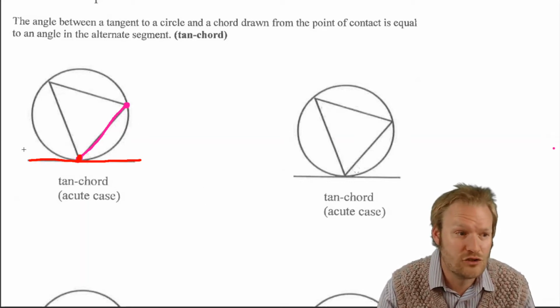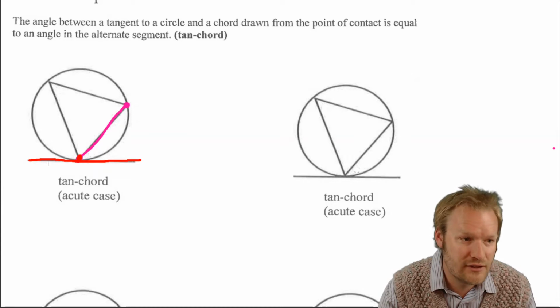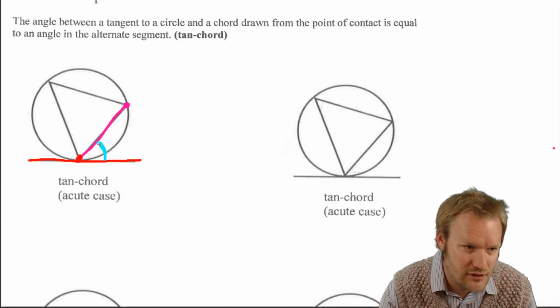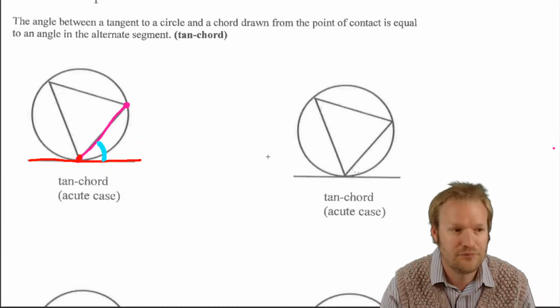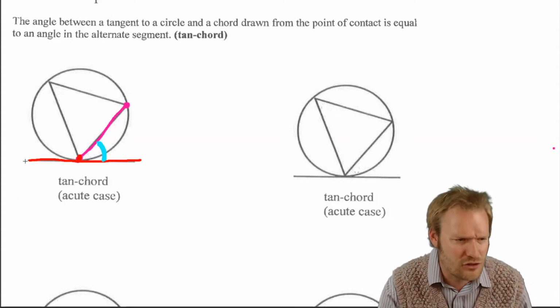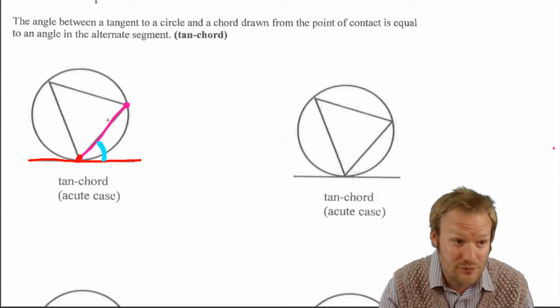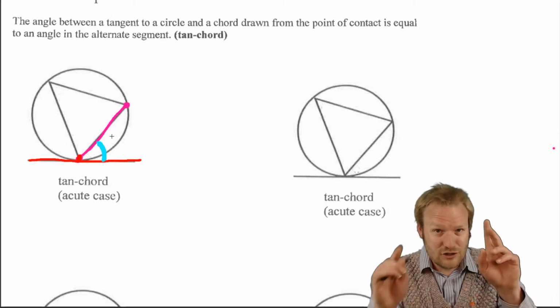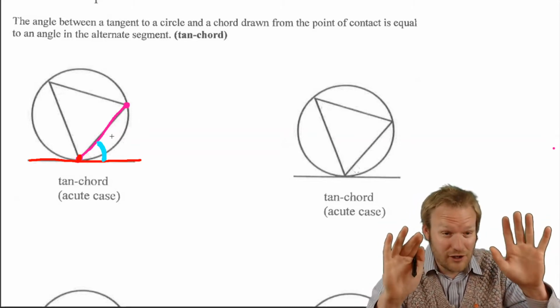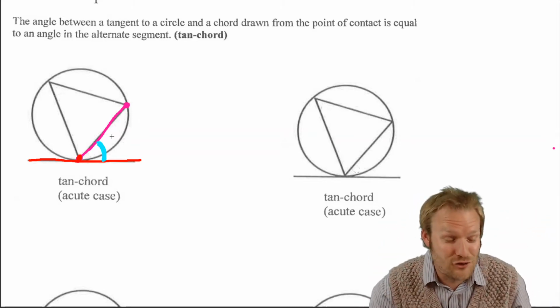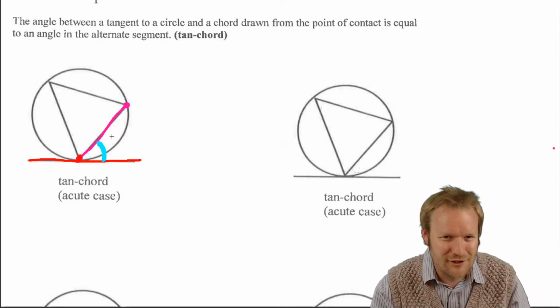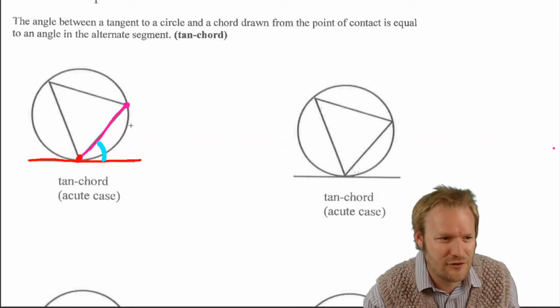So for tan chord, we're looking at the angle between the tangent and the chord. There are two, but let's look at this one here. It's between the tangent and the chord. Now let's do our little trick from a few videos ago. For those of you that have been on this whole journey, great stuff. For those that just wanted to tap in for tan chord, here we go.